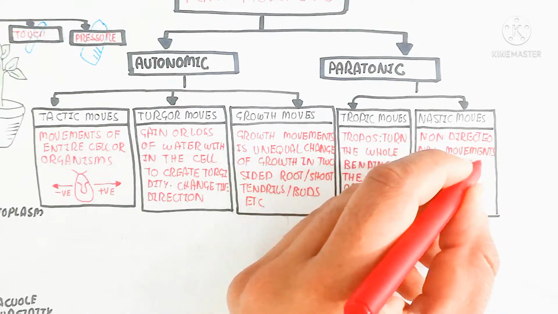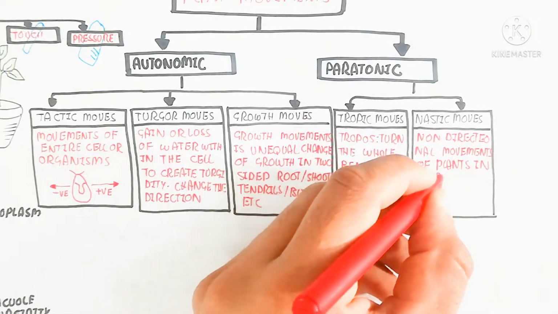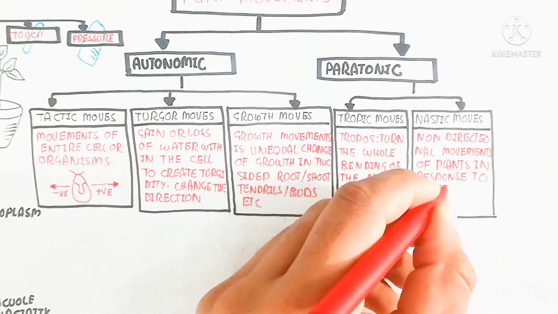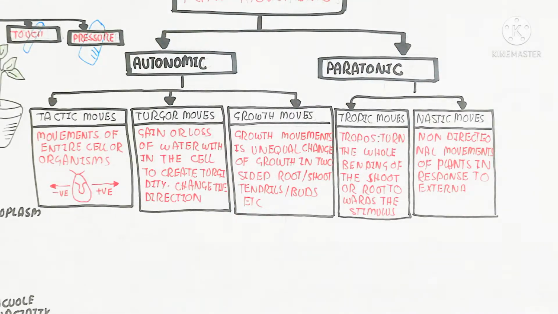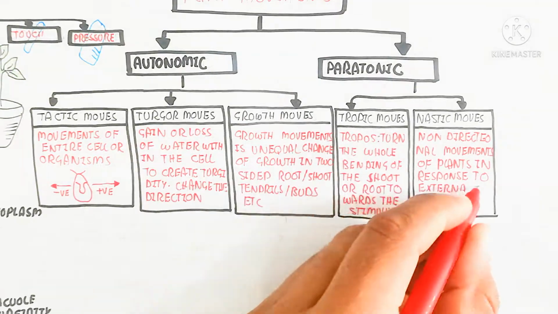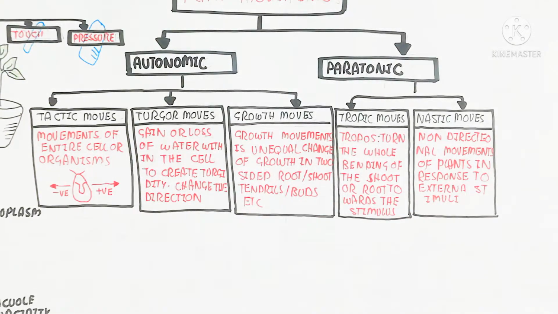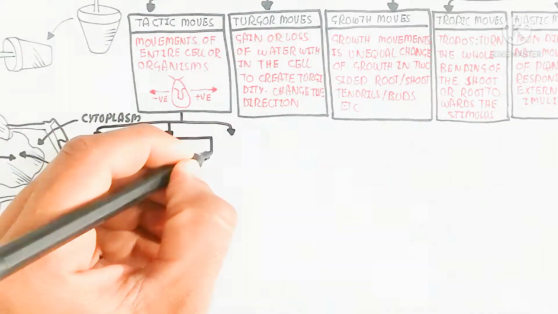toward the stimulus, while the nastic movement is the non-directional movement of the plant in response to an external stimulus. So these two types of movement are due to the external stimulus.